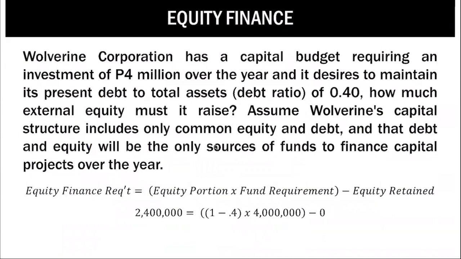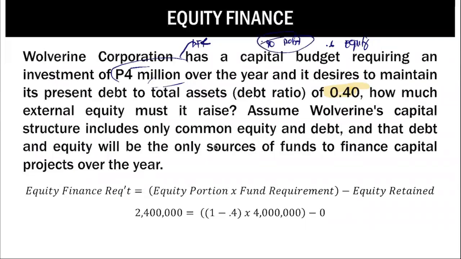Wolverine Corporation has a capital budget requiring an investment of 4 million over the year, and it desires to maintain a present debt to total assets of 0.4. Therefore, 0.4 is the debt and 0.6 is for the equity, right? And 4 million here is the fund requirement. Assume Wolverine's capital structure is only common equity. How much is the equity finance requirement?